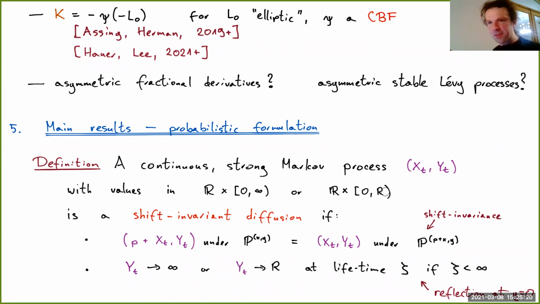What is shift invariance? That means that the diffusion is in some sense invariant under horizontal shifts. So vertical shifts can well change our diffusion, but horizontal shifts should not. Okay, so formally speaking, the law of the diffusion shifted by p to the right is the same as the law of the original diffusion, but started at a different point. So in the subscript, I will always give the starting point. So we change starting point (x, y) to (p + x, y). Okay, that's what I call shift invariance.